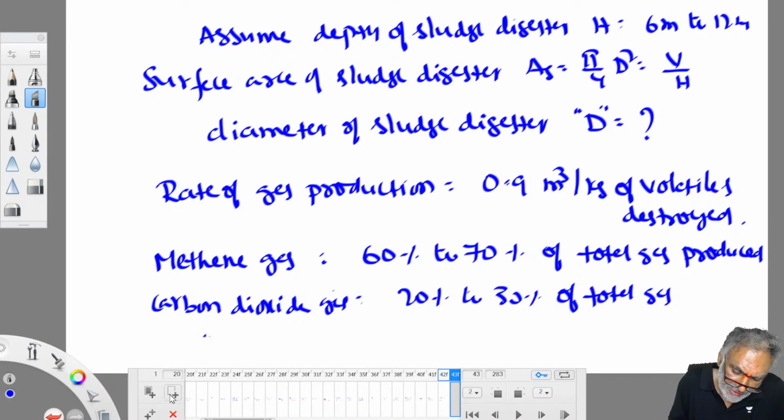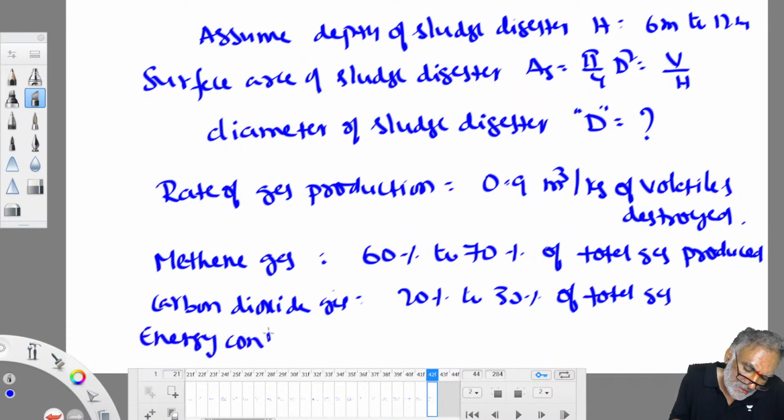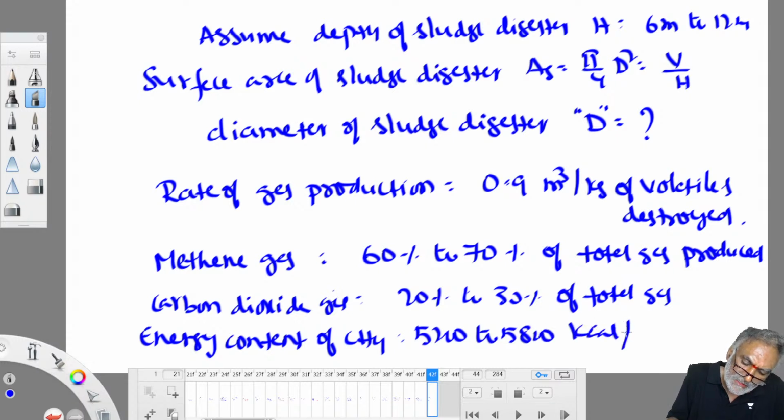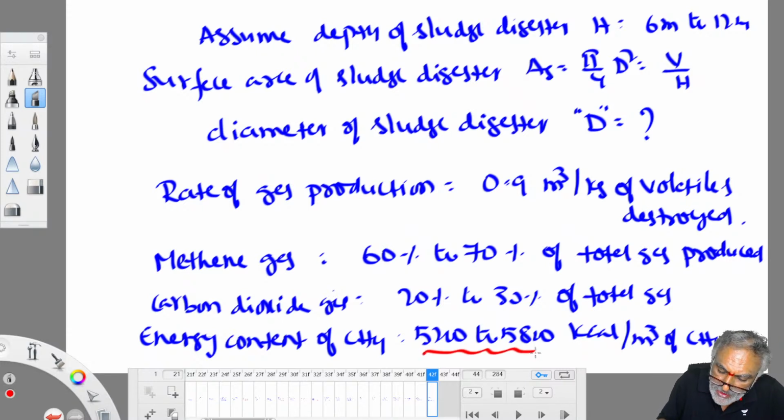So energy content also they are asking. Energy content of methane gas is 5200 to 5800 kilocalories for every meter cube of methane gas. 1 meter cube of methane gas contains how much amount of energy? 5200 to 5800 kilocalories of energy. So therefore it is used as a fuel. So all these they are asking in the exam.